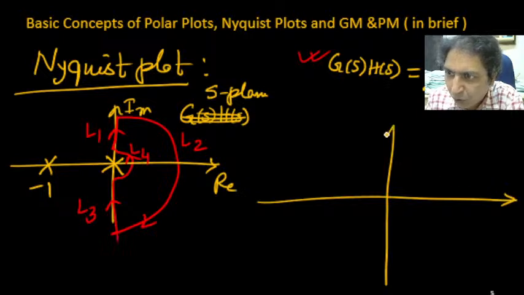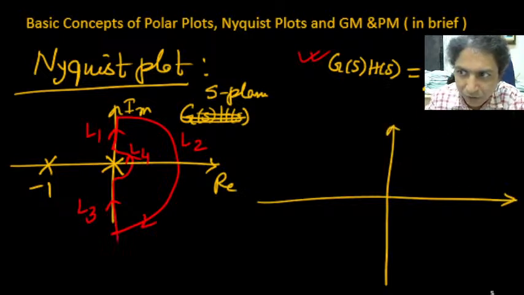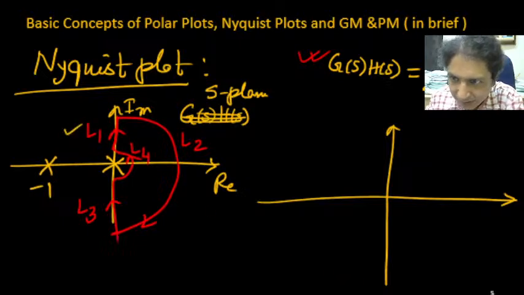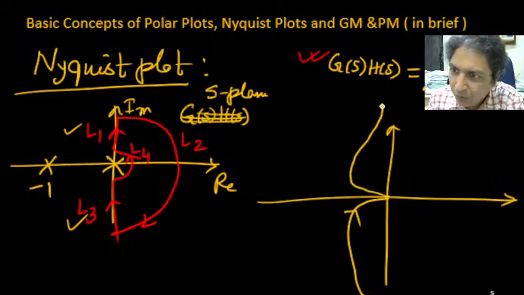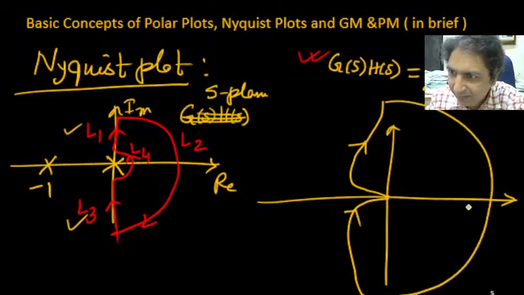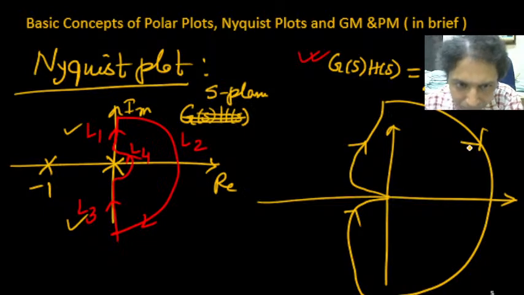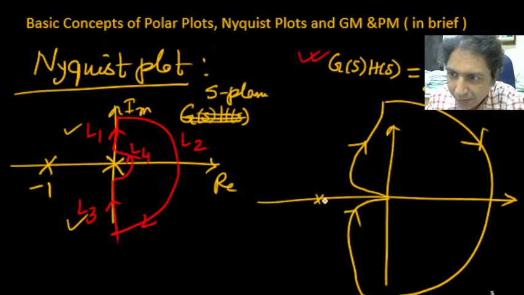Now what I'll do, I'll go for the polar plot. Already I said what the polar plot will be for this L1 section. So the L1 section looks like this. L3 and L1 are mirror images, so you simply take the opposite of this one. And if you have one pole at the origin, you will consider a semicircle on this side. Okay. Then think about the minus 1 plus j0 point.